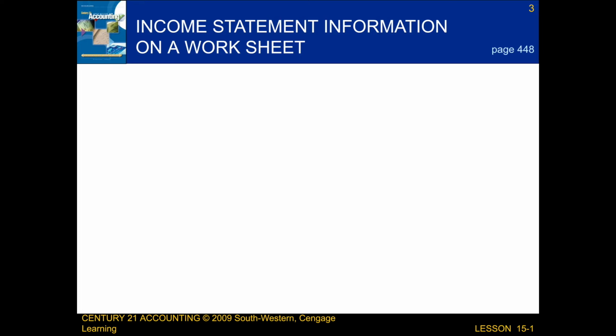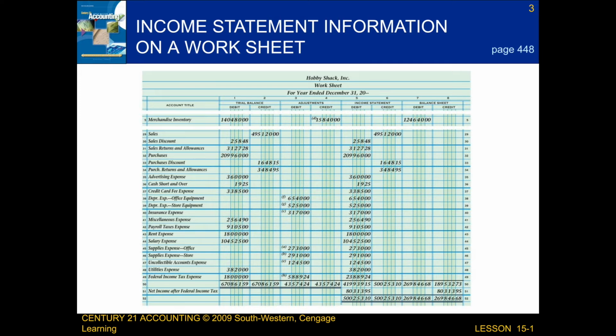Alright, next we're going to be talking about income statement information on a worksheet. So when we talk about income statement information on a worksheet, we are mainly referring to the revenue and also the expenses. And if you remember from when I had said this back in Chapter 7, the purpose of an income statement is to determine whether we have made money or lost money. So when total revenue is greater than total expenses, we have a net income. And when total expenses are greater than total revenue, then we have a net loss.